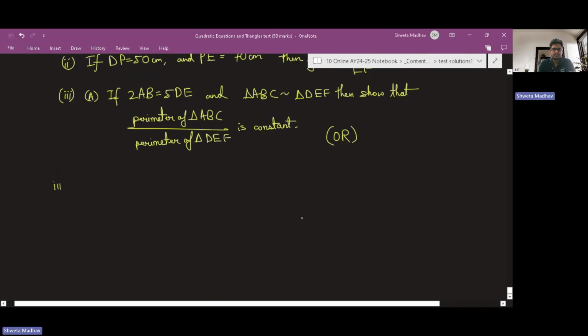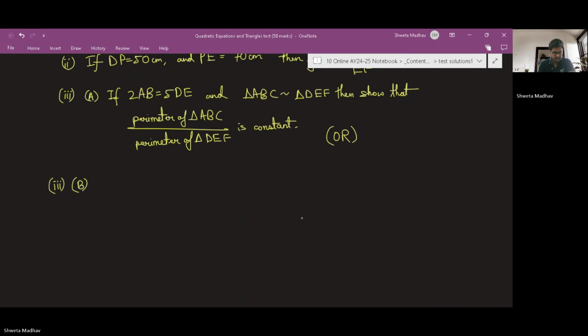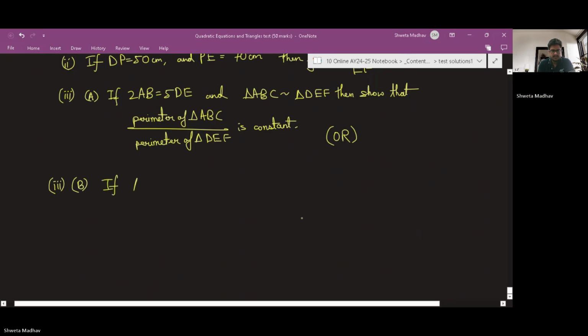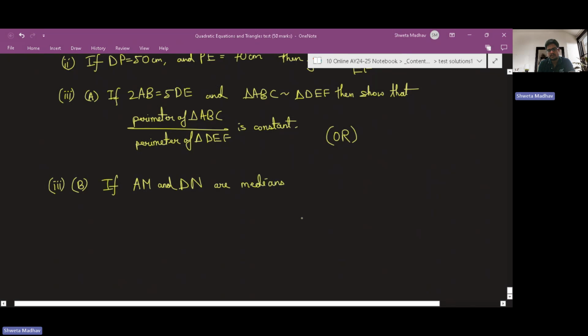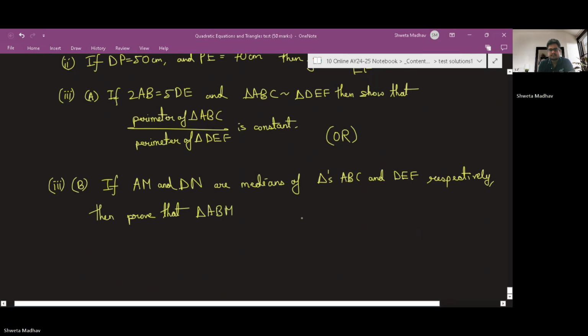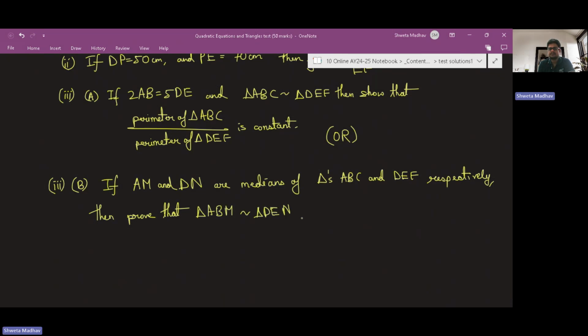Or third subpart B, we are told that if AM and DN are medians of triangles ABC and DEF respectively, then prove that triangle ABM is similar to triangle DEN.